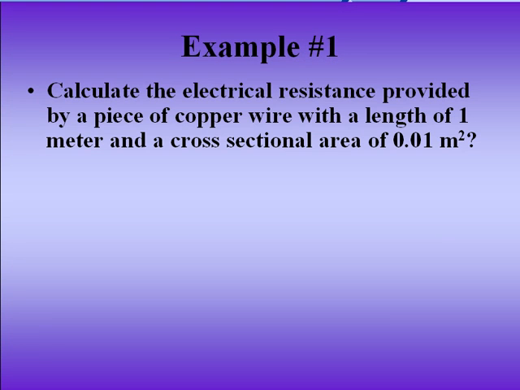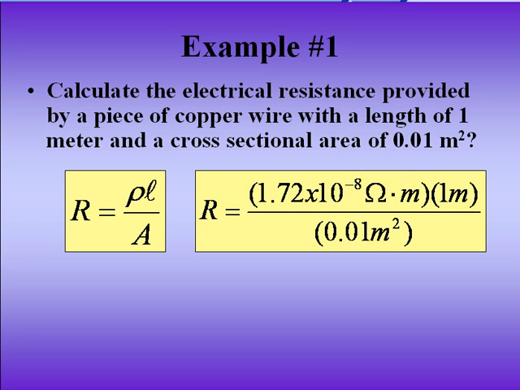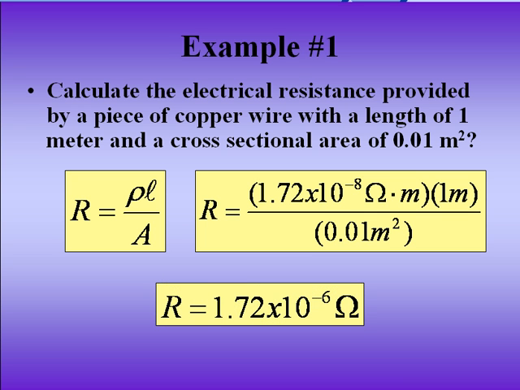Okay, let's try an example problem. Calculate the electrical resistance provided by a piece of copper wire with a length of 1 meter and a cross-sectional area of 0.01 meters squared. The formula is R equals rho L over A. Substituting values now to solve. The resistivity here is 1.72 times 10 to the negative 8 ohm meters. We got this from your New York State reference tables. We looked up copper. Times 1 meter over 0.01 meters squared. The resistance would be 1.72 times 10 to the negative 6 ohms.